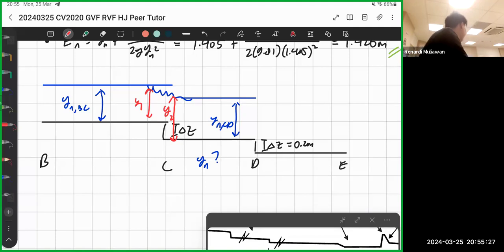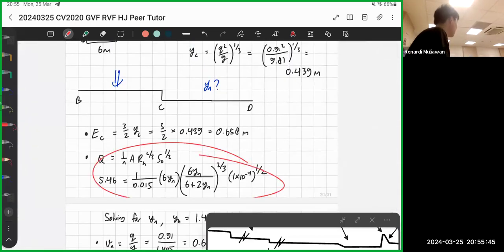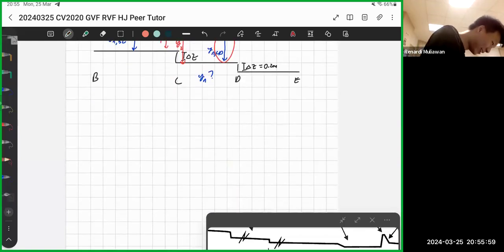But remember Yn, the definition of normal depth, is when there's no obstruction. So it occurs way after the drop. Understand? It doesn't care about the drop. It only cares about Manning's equation. So as long as the properties SO, n, A, RH are the same, the normal depth stays.